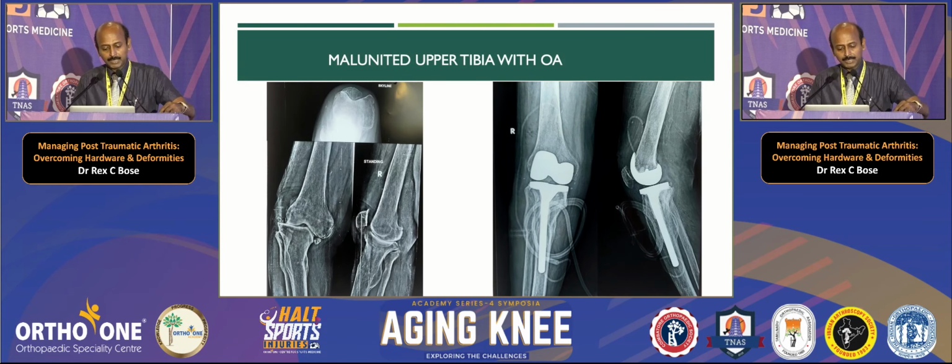And this is again a malunited upper tibia. This patient again came to a stage when he had a pathological fracture of the medial tibial plateau with the OA. So again, the offset stem on the tibial side with a good preoperative plan, we were able to get away with it without any constraint.